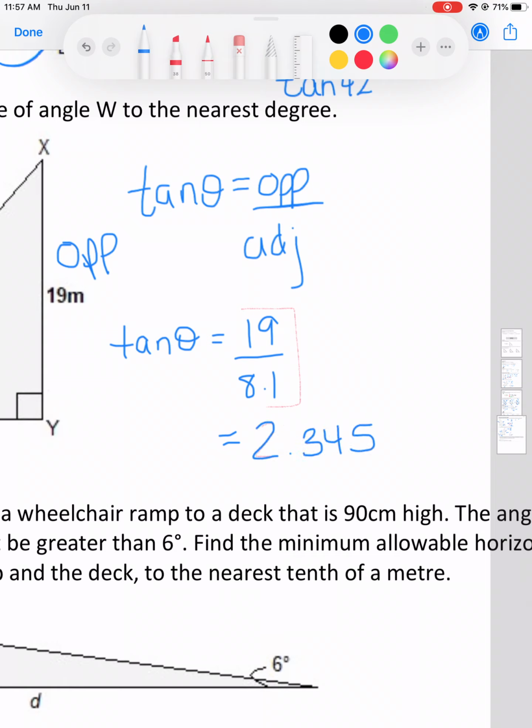2.345, that's good enough. Now we need to solve for theta. Remember, our tan is still there, so we need to do tan to the minus 1, inverse tan. What we do to one side, we do to the other.